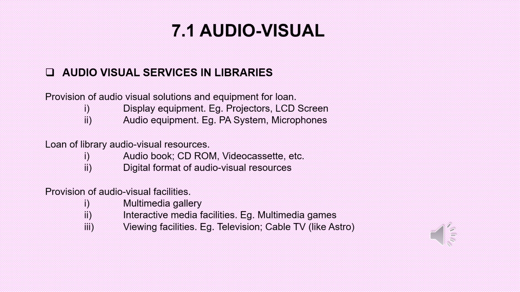Among the services mostly available in library audio-visual departments are: 1. Provision of audio-visual solutions and equipment for loan. The service may include provision of display equipment, for example, projectors, LCD screen. Also provision of audio equipment, like the PA system, microphones.